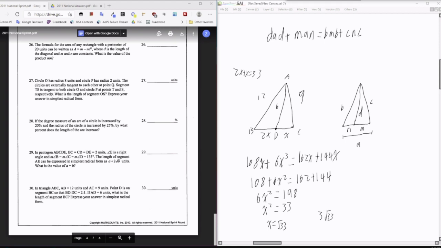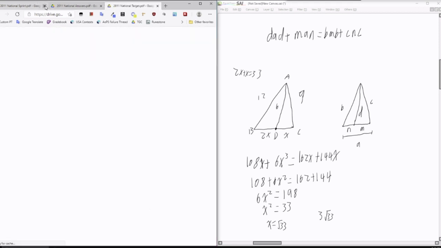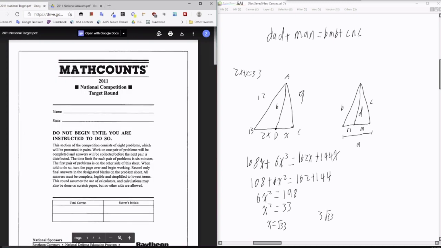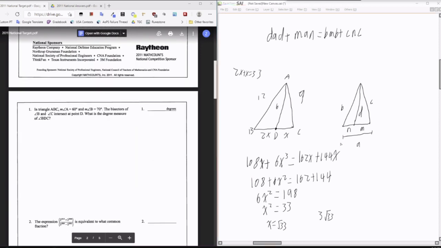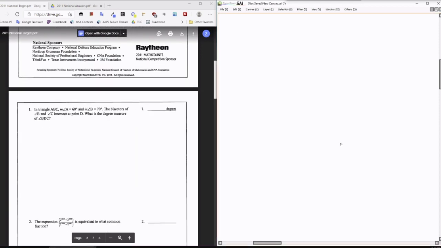2011 Target. Okay, let's get started. Number one: triangle ABC, measure of A equals 60 degrees, measure of B equals 70 degrees, and the bisectors of B and C intersect at point D. What is the degree measure of BDC?